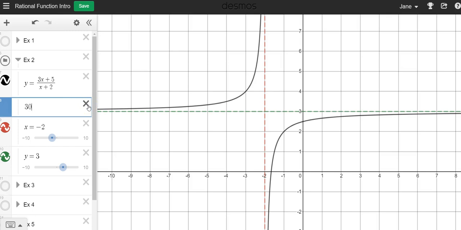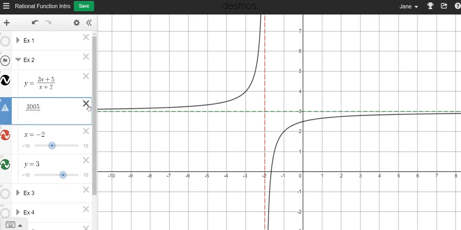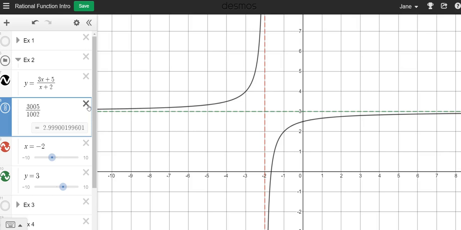So we would have 3,005 divided by 1,002. You can see that that number is very close to 3. Makes sense. I want to look at another way to figure out what that horizontal asymptote is going to be, and that is by dividing.